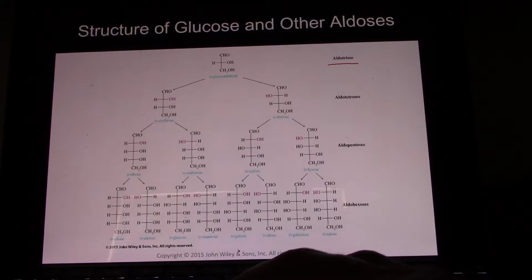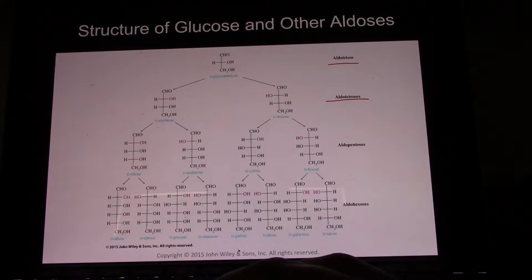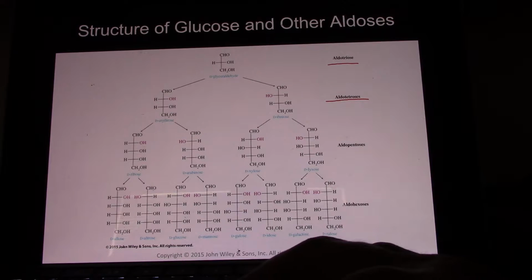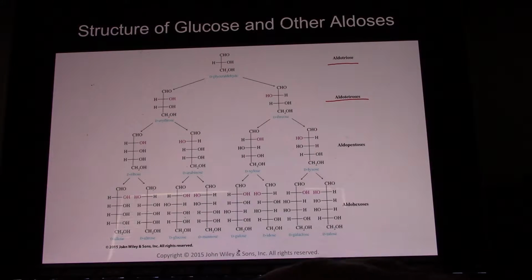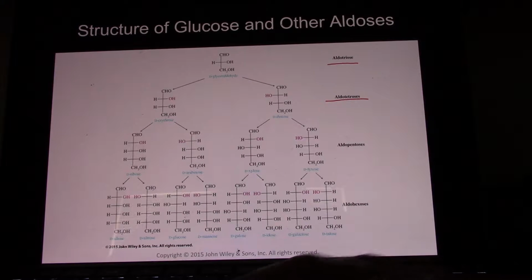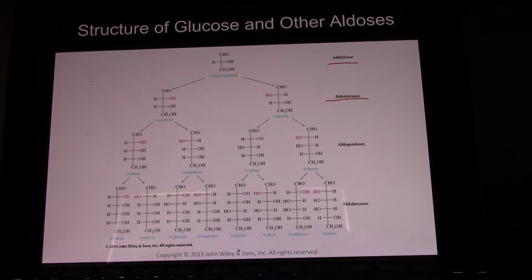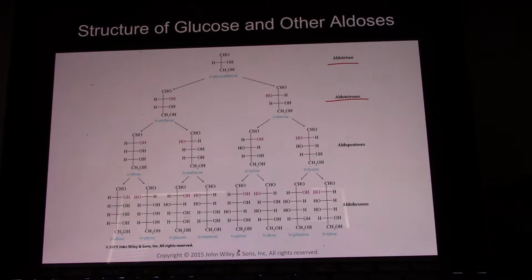Aldo, and we're looking at the structure of glucose and other aldoses. Aldotetrose means 4 carbons. We have D-erythrose and D-threose here. And then 5 carbon, the aldopentoses. We have ribose, arabinose, xylose, and lyxose. In aldohexoses, allose, altrose, D-glucose, D-mannose, D-gulose, D-idose, D-galactose, and D-talose. And here we see their Fischer projections.